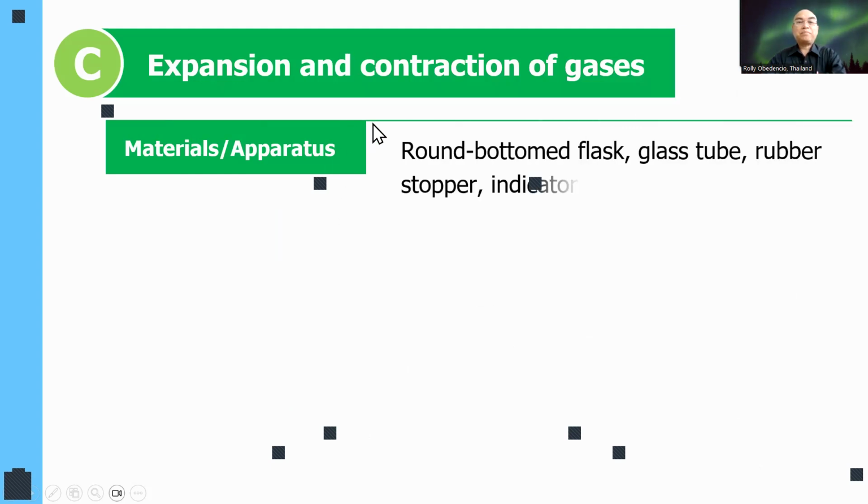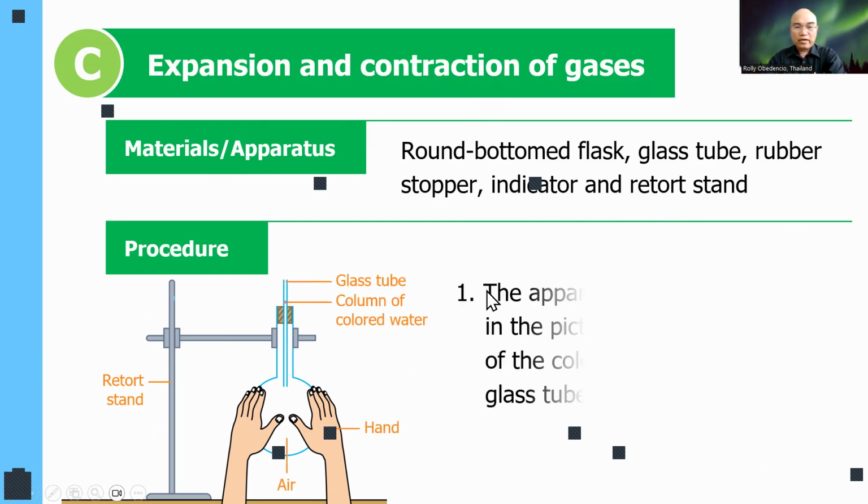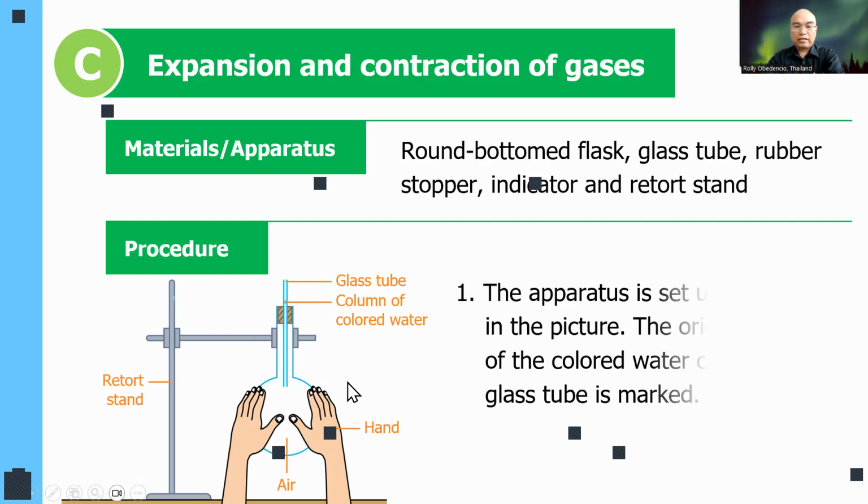All right, what about the expansion and contraction of gases? Now we need these materials: a round bottom flask, glass tube, rubber stopper, indicator, and retort stand. What's the procedure? Number one, the apparatus is set up as shown in the picture. The original position of the colored water column in the glass tube is also marked.